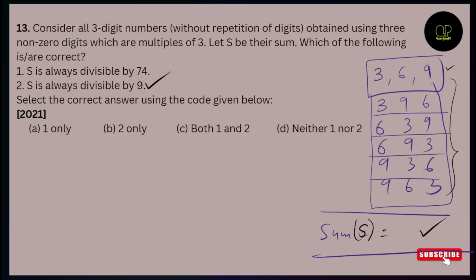Now this sum should be divisible by 74. Let us add them. So what would the sum be? 9 and 9 is 18, and 6 and 6 is 12. 18 plus 12 is 30, and 36. This is 36, and this is also 36, plus 3 is 39. So 3996. We have to check whether 3996 is divisible by 74 or not.